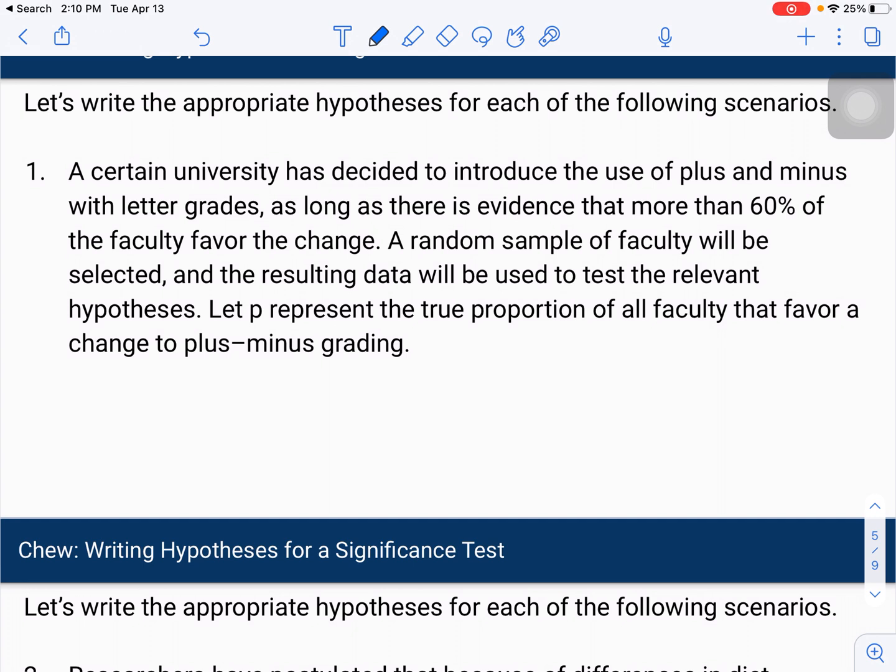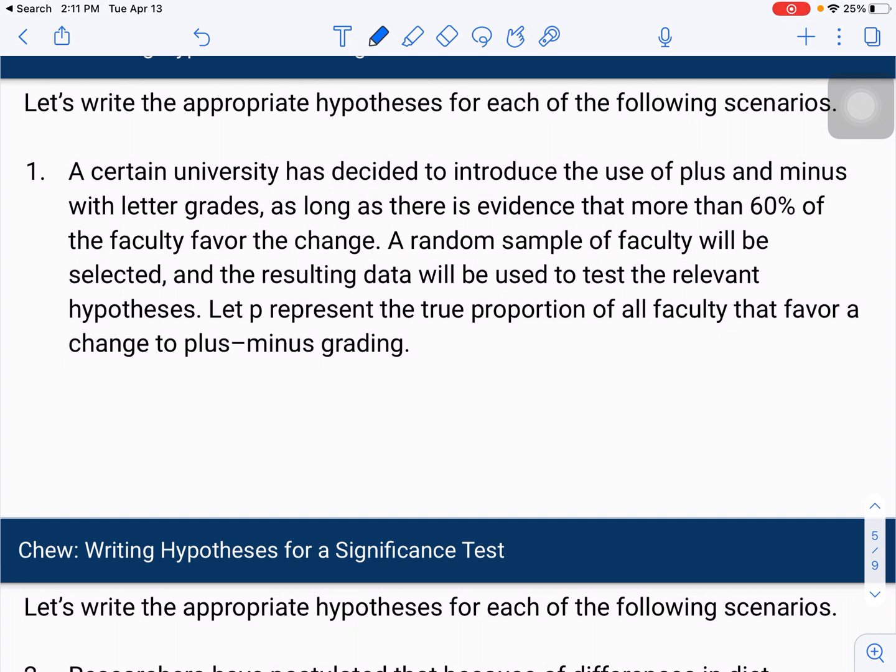Number 1 says, a certain university has decided to introduce the use of plus and minus with letter grades, like A minus, B minus. Some universities just have grades A, B, C, D, F with no plus or minus signs. So they'll do that as long as there is evidence that more than 60% of the faculty favor the change. A random sample of faculty will be selected, and the resulting data will be used to test the relevant hypotheses. Let P represent the true proportion of all faculty that favor a change to plus-minus grading.